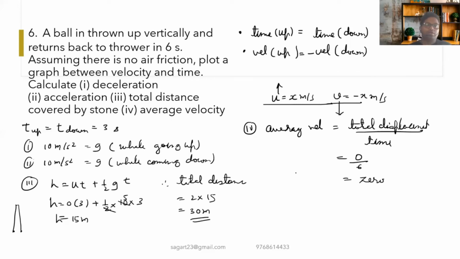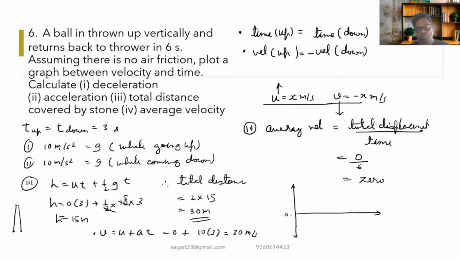Okay, and now they want us also to plot a graph of velocity and time. So over here, if you want to find the velocity, I can just do that over here. V is equal to U plus AT, that is 0 plus 10 into 3, that is 30 meter per second. So this is time. This is 1 second, 2 second, 3 second, 4, 5, 6. So 1, 2, 3, 4, 5, 6.